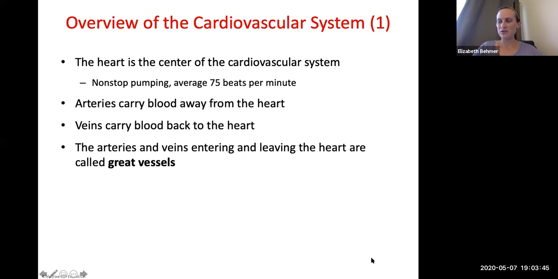Arteries, I guess these are your first 2 on your notes. Arteries always carry blood away from your heart, and veins carry blood to the heart. So veins carry blood toward the heart, and arteries carry blood away from the heart. Most of the time arteries carry oxygenated blood, but there's 1 instance where arteries carry deoxygenated blood. Most of the time veins carry deoxygenated blood, but there's 1 instance when veins will carry oxygenated blood, and we'll talk about that. The arteries and veins entering and leaving the heart we call the great vessels.